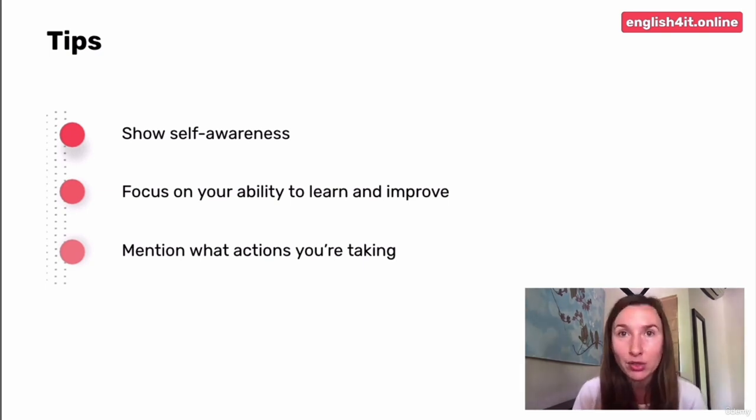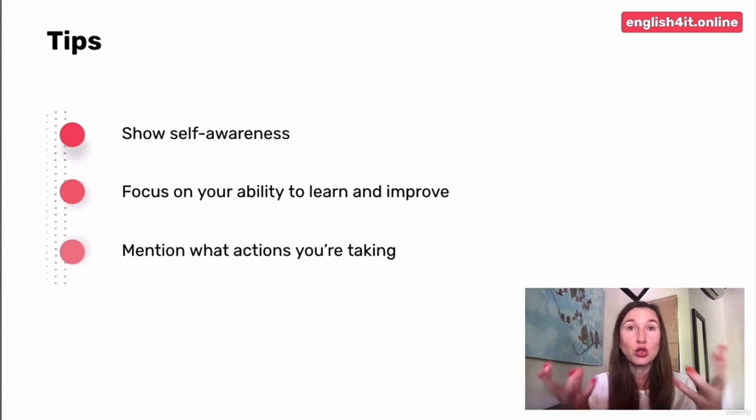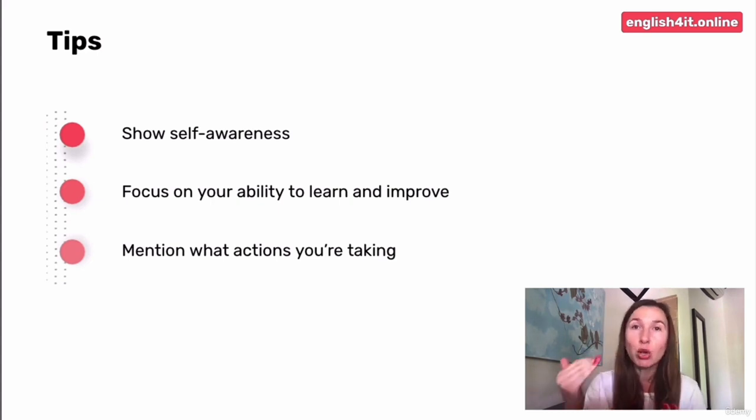Show your self-awareness, right? When you are telling the person what your weakness is, you're showing your self-awareness. If you say, oh, I don't think I have any weaknesses, really, that's not true. Focus on your ability to learn and improve. It's not enough to say, okay, I have this weakness. You need to draw the listener's attention to what you are doing to improve the situation, and show them step by step what you are actually doing.